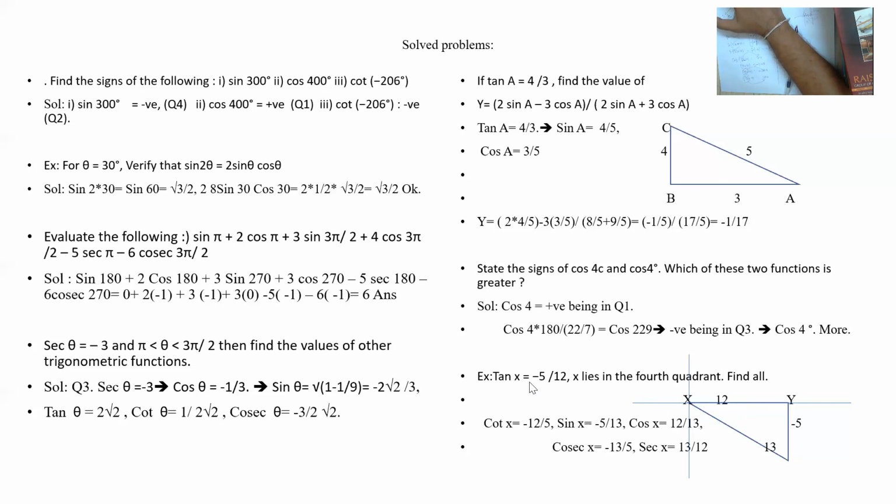So if tan x is minus 5 by 12, it lies in the fourth quadrant. Tan is negative, so it can be in the second quadrant or the fourth quadrant. We have to find all the others. So I'm simply putting the drawing here, minus 5, 12, because in the fourth quadrant I have drawn a circle and a red triangle. So y is minus 5, x is 12.